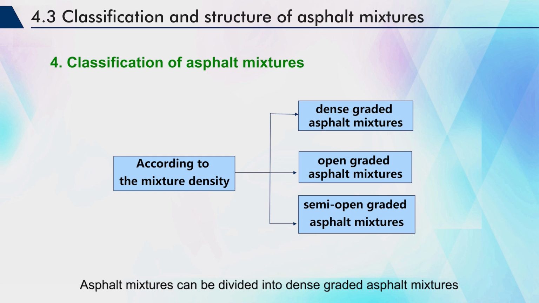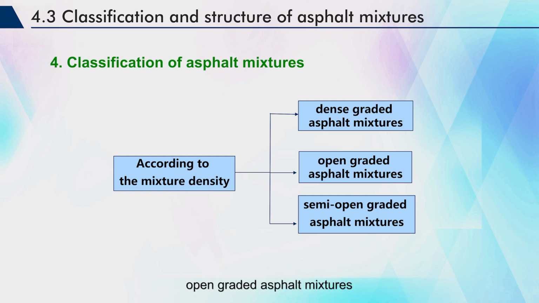Asphalt mixtures can be divided into dense graded asphalt mixtures, open graded asphalt mixtures, and semi-open graded asphalt mixtures based on their density. Dense graded asphalt mixture, designed based on the principle of dense grading, is composed of mineral materials with various particle sizes, mixed with asphalt binder, and designed with a small porosity.